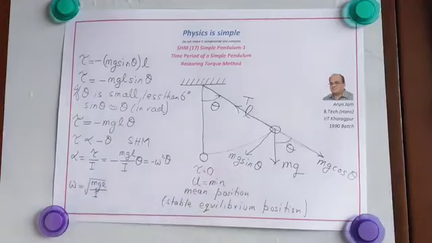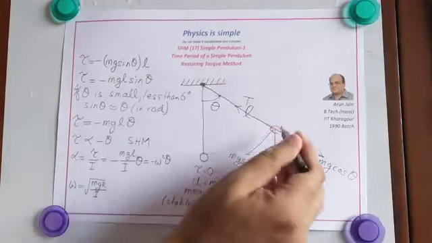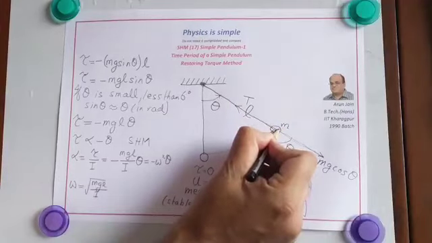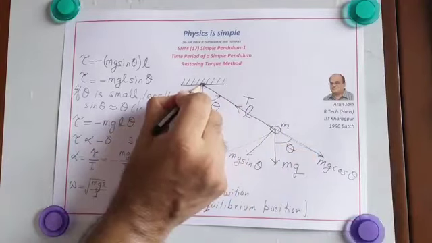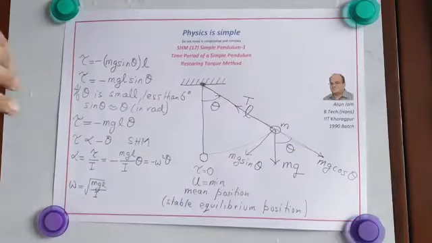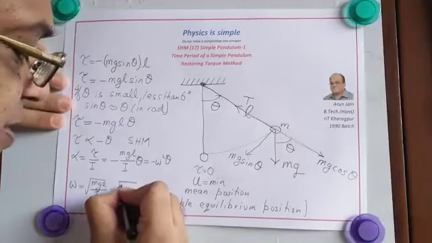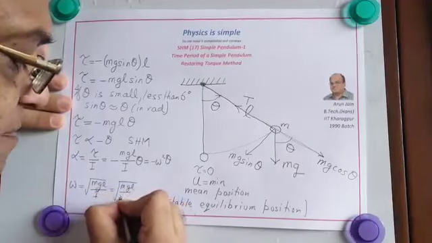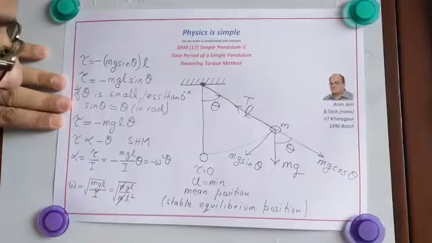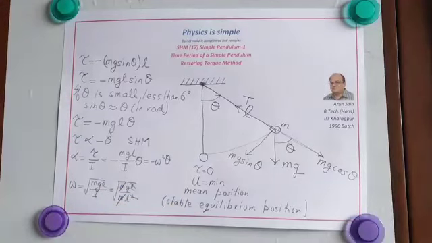And what is the moment of inertia of this bob about this axis? Mass of the bob is m and the distance is L, and moment of inertia is given by mass into distance square. So this I will become ml square. So omega will be equal to root over mgl by ml square. So this m is getting cancelled. This L gets cancelled. So omega is root over g by L.